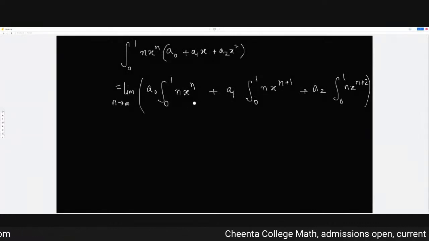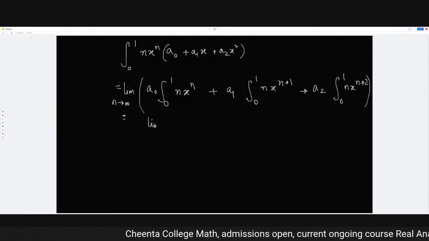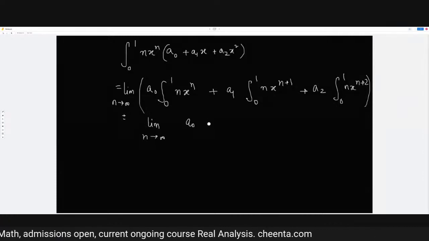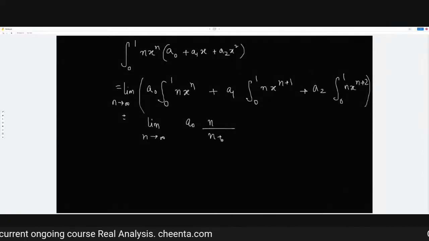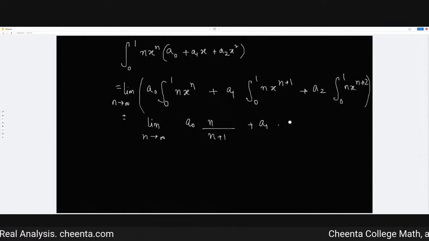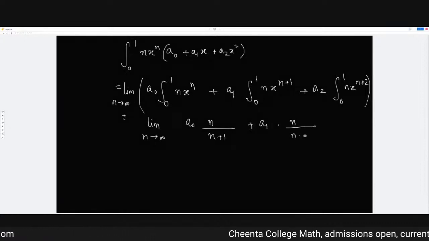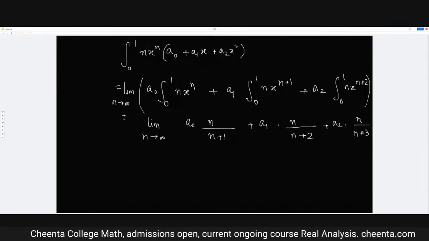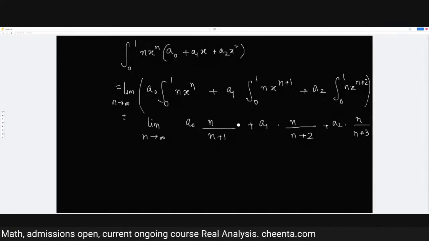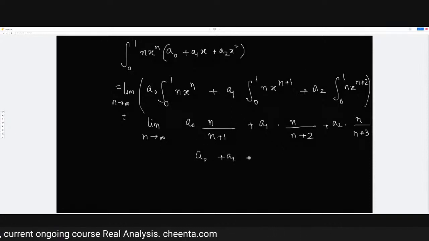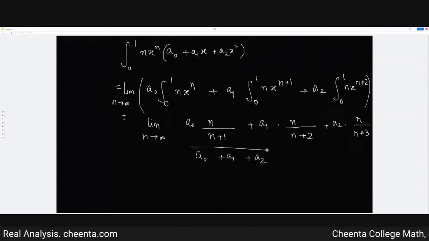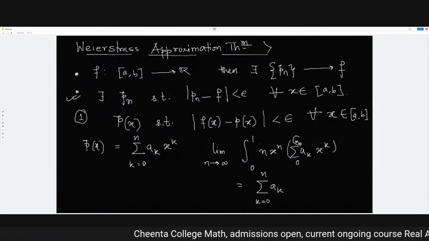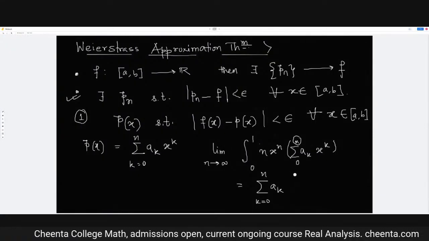So now if you just compute it, you will see that this is nothing but the limit as n tends to infinity of a0 times n by n plus 1, plus a1 times n by n plus 2, plus a2 times n by n plus 3. Okay, so as n tends to infinity, this is nothing but a0 plus a1 plus a2. This is precisely the same thing that will happen whenever I take, instead of 2, n, a standard polynomial, so it will just break.